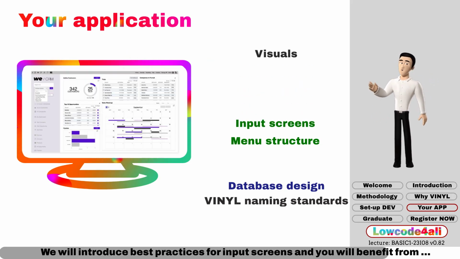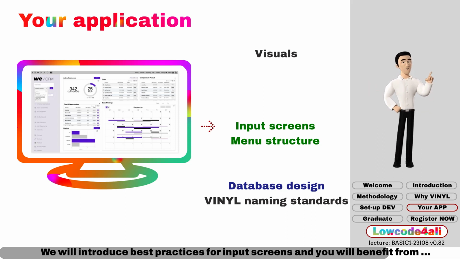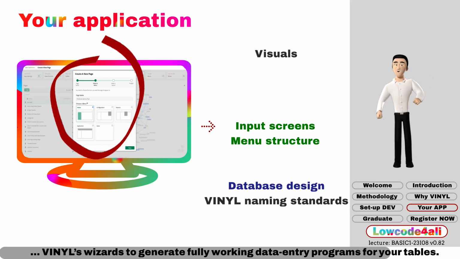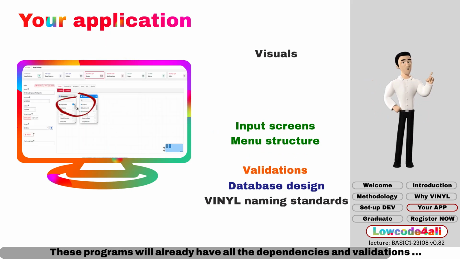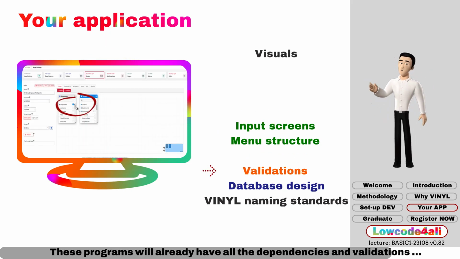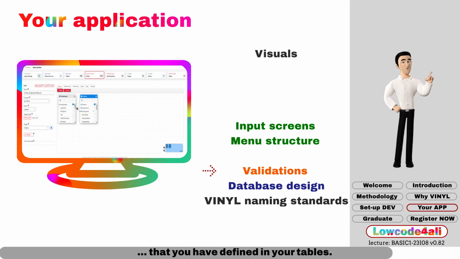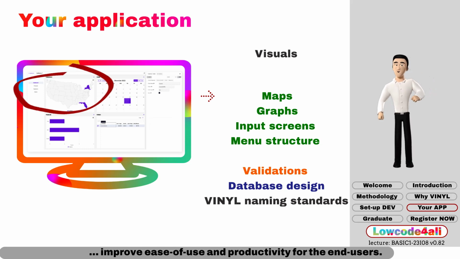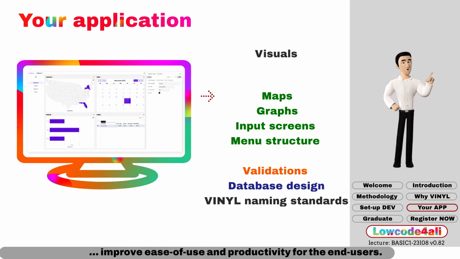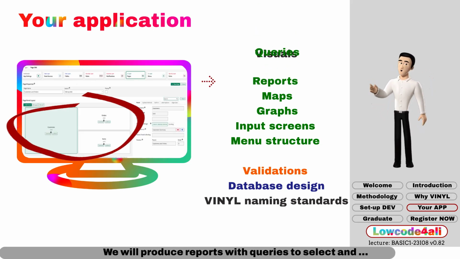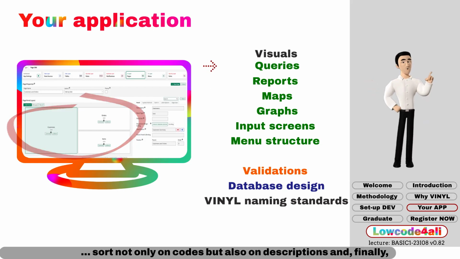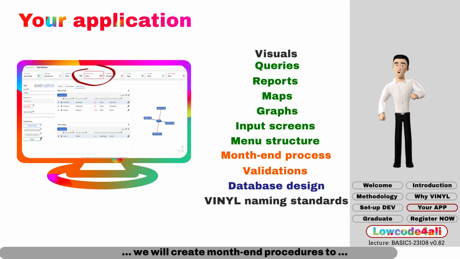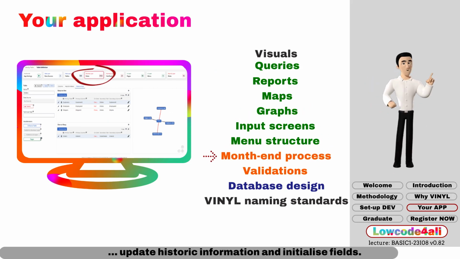We will introduce best practices for input screens, and you will benefit from Vinyl's wizards to generate fully working data entry programs for your tables. These programs will already have all the dependencies and validations that you have defined in your tables. We will then include graphs and show locations on maps, to improve ease of use and productivity for the end users. We will produce reports with queries to select and sort not only on codes but also on descriptions, and, finally, we will create month-end procedures to update historic information and initialize fields.